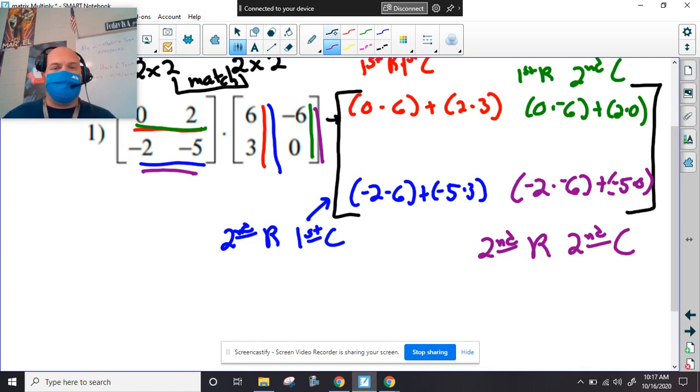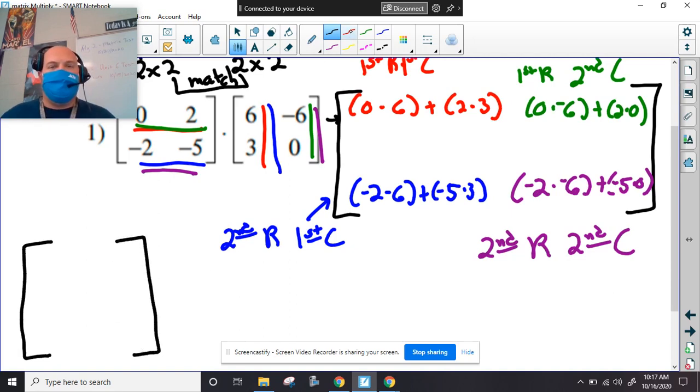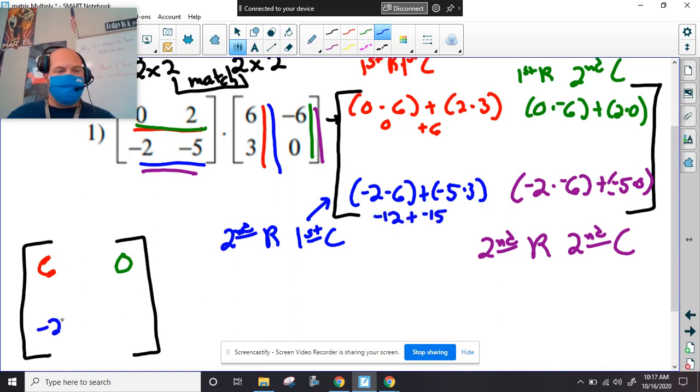All right. So now I'm going to actually write my answer over here. So this is 0 plus 6. So this gives us 6 right here. We should know all this is 0. This is -12 plus -15. So this is -27. And then this is 12 plus 0, so just 12.